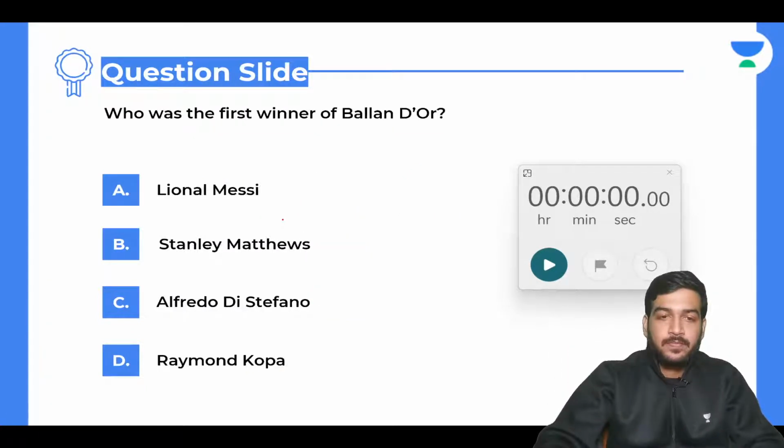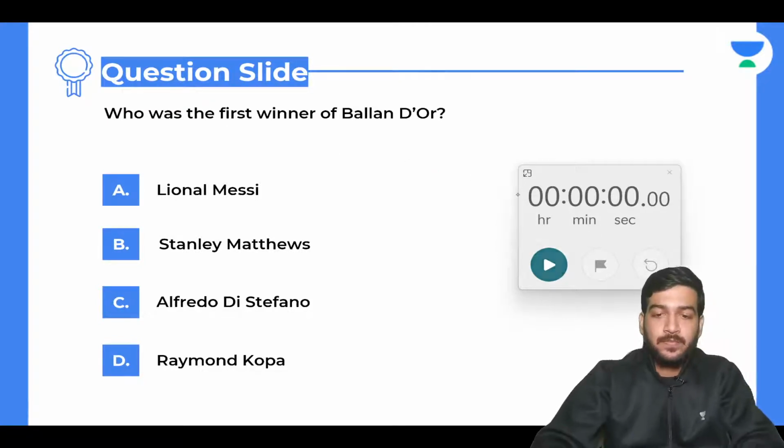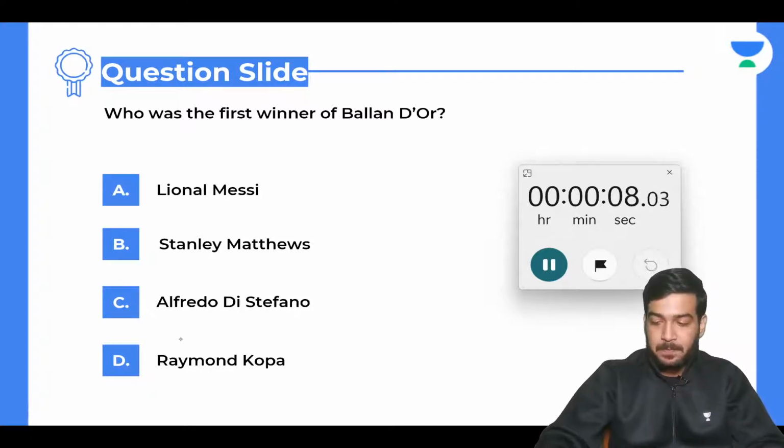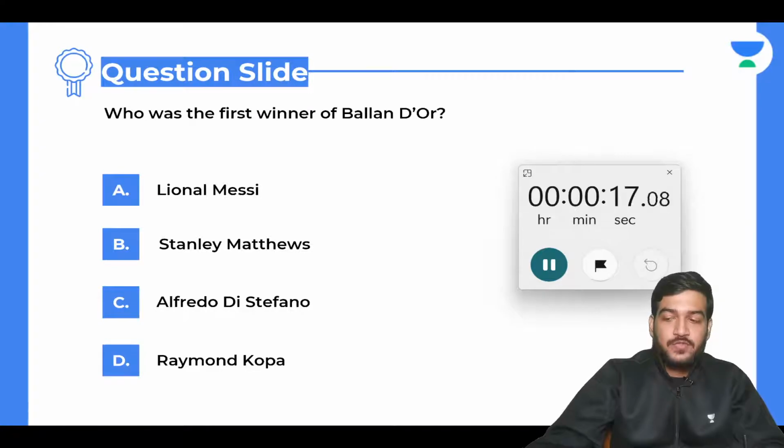Okay, then who was the first winner of Ballon d'Or? Was it A. Lionel Messi, B. Stanley Matthews, C. Alfredo Di Stefano, or D. Raymond Kopa? Who was the first winner of Ballon d'Or when it was first started? This is the male category. Who was the first winner of the prize for the very first time?